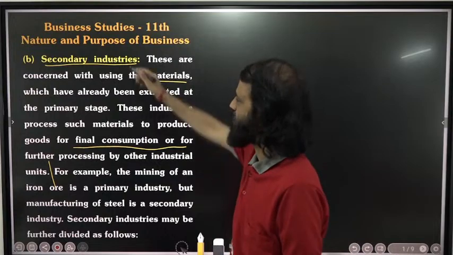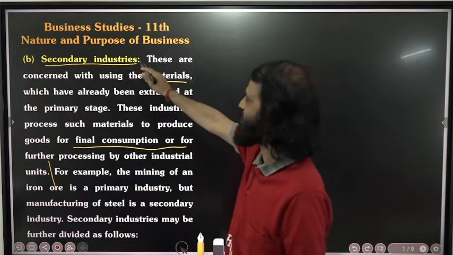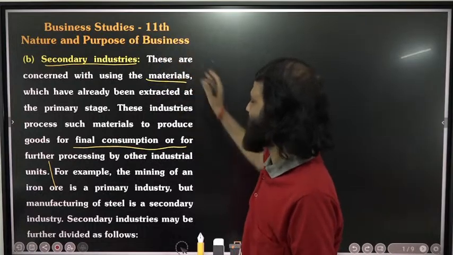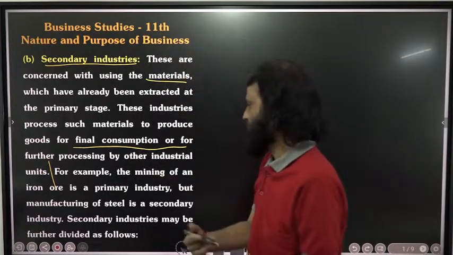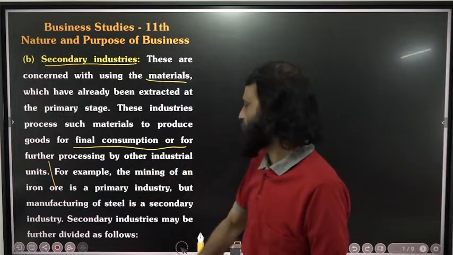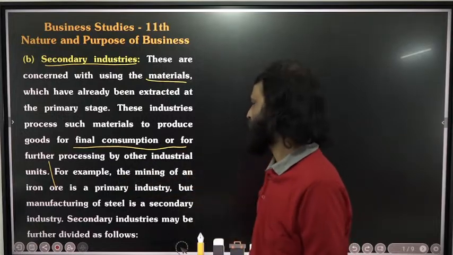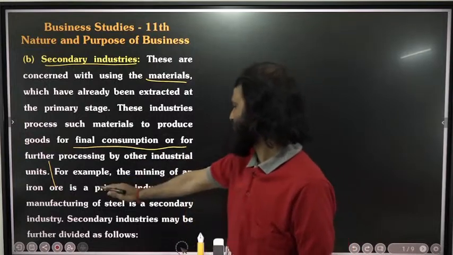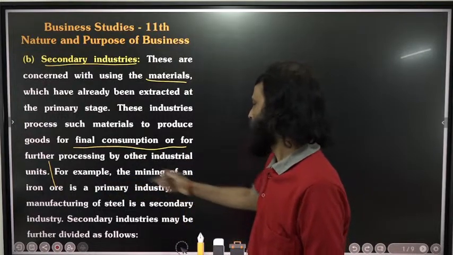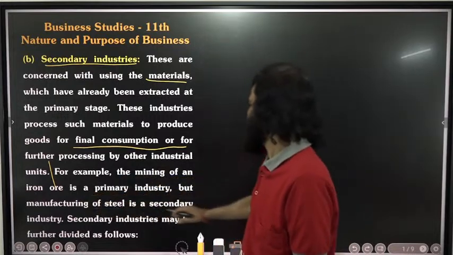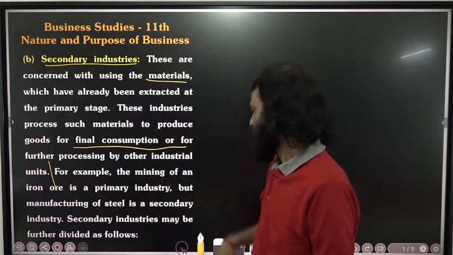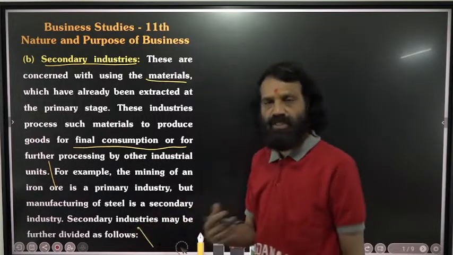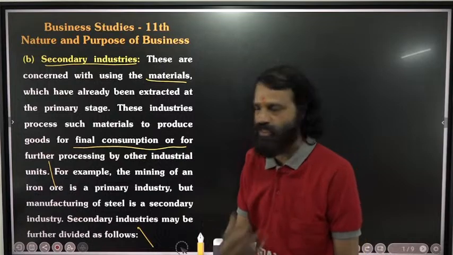Okay, so we are studying about secondary industries. All those industries make the finished goods. For example, the mining of an iron ore is a primary industry, but manufacturing of steel is a secondary industry. Secondary industries may be further divided as follows. We will study more about the secondary industries.